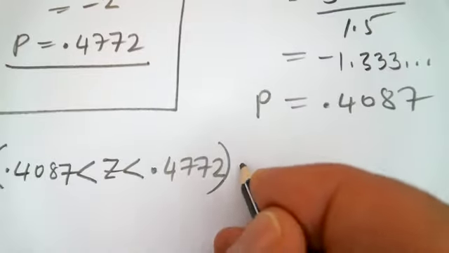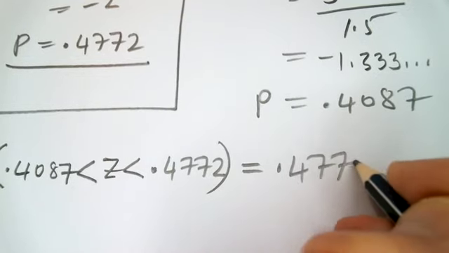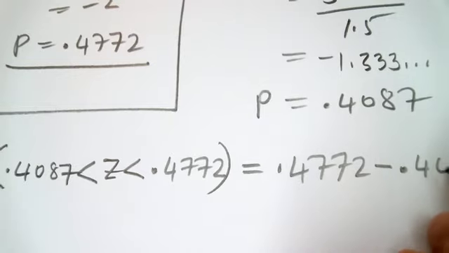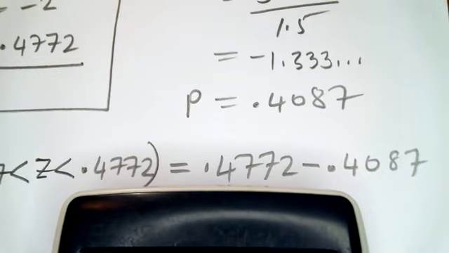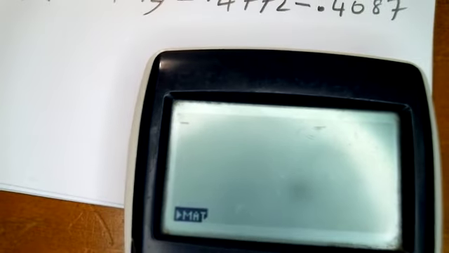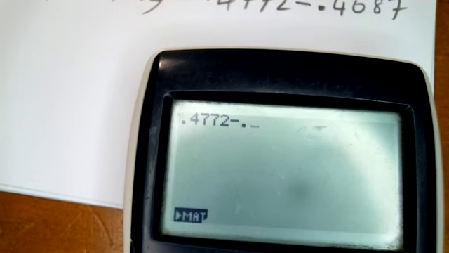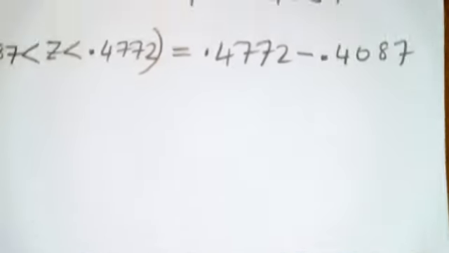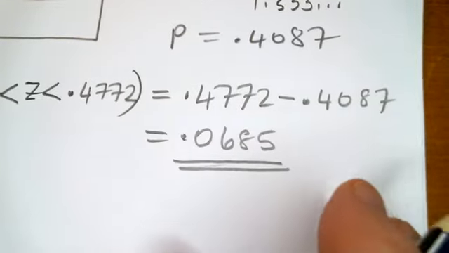It is equal to, and I'm going to take that and subtract one from the other, 0.4772 minus 0.4087. Let's see where I land. You can't see it and I can't see what I'm doing here, so okay, I'll go. 0.4772 minus 0.4087. There we go. And we get 0.0685. And that's the probability.